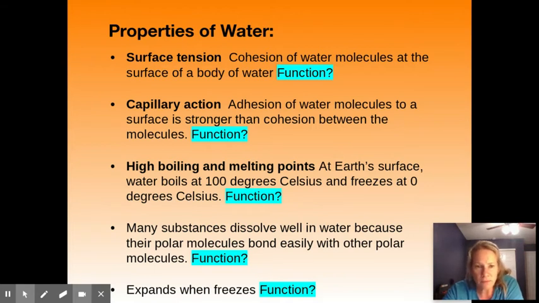And then the next bullet, many substances dissolve well in water because their polar molecules bond easily with other polar molecules. So think of examples of things that dissolve that we might use. Things that we put into water that we need dissolved, maybe minerals, maybe things like that we need for our bodies to function. And then it expands when it freezes.